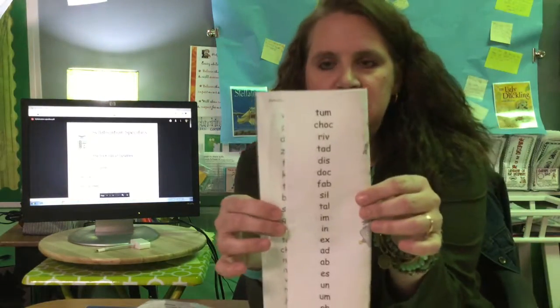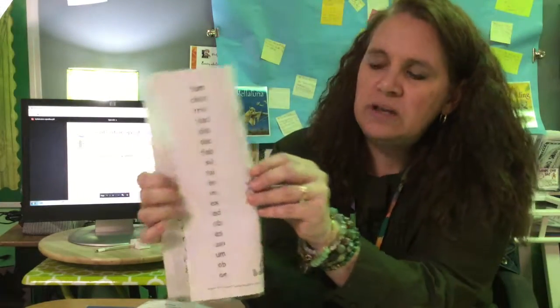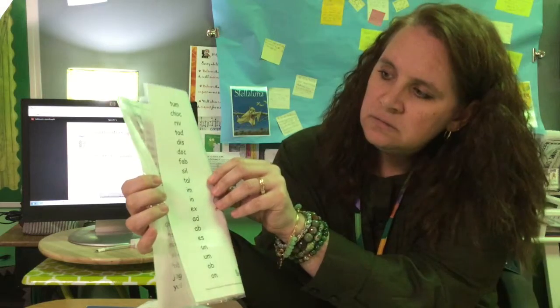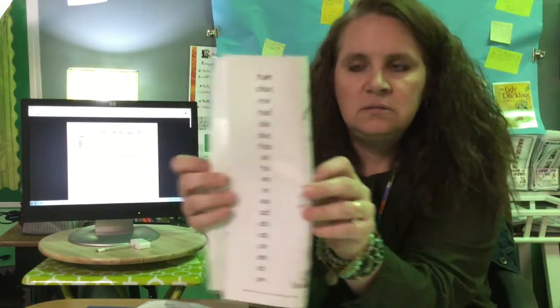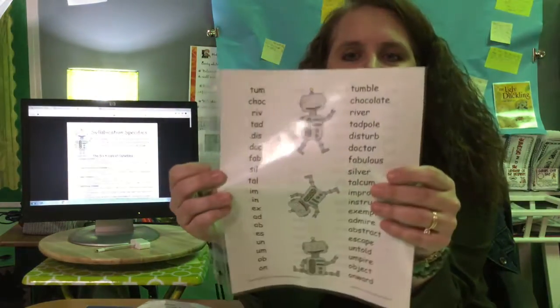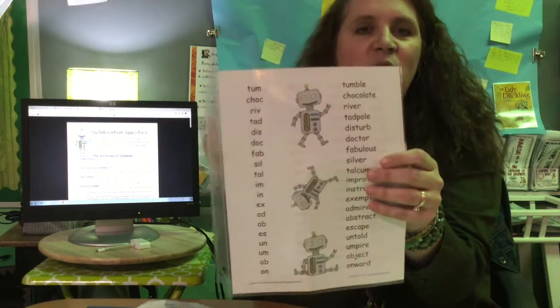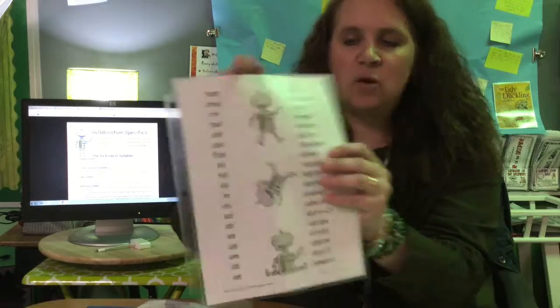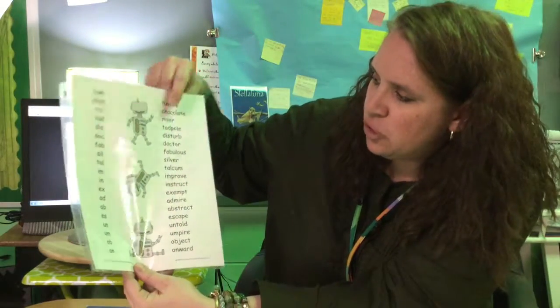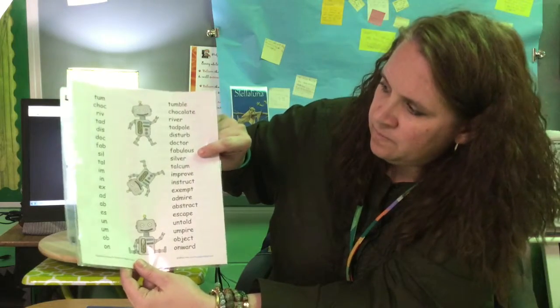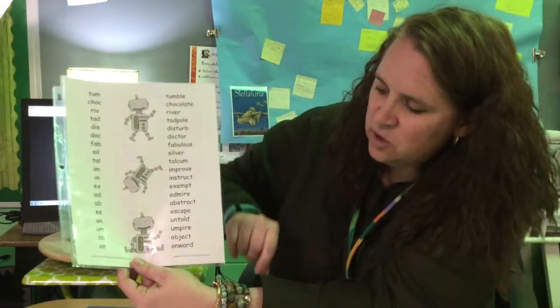Looking at these nonsense words, tum, chalk, riv, tad, dis, doc, here's when it started to make sense. Aha! These smaller parts are parts of more multisyllabic words. Tum, tumble, dis, disturb. So you can see how these go together.